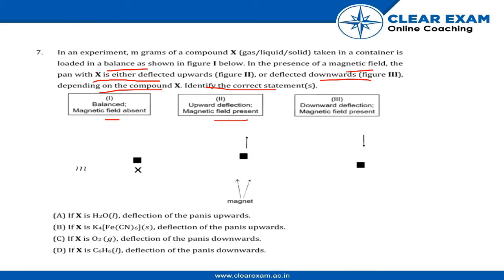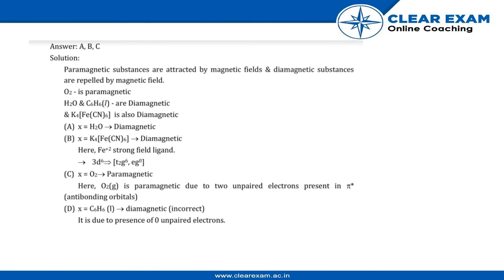First is balanced, magnetic field absent; second, upward deflection, magnetic field present; and downward. Now the answer is option A, B and C. Paramagnetic substances are attracted by magnetic fields and diamagnetic substances are repelled by magnetic field. Now O2 is paramagnetic, H2O and C6H6 liquid are diamagnetic, and K4[Fe(CN)6] is also diamagnetic.